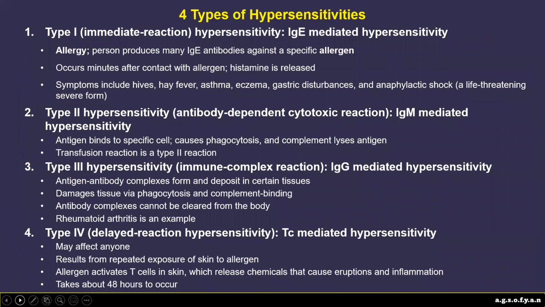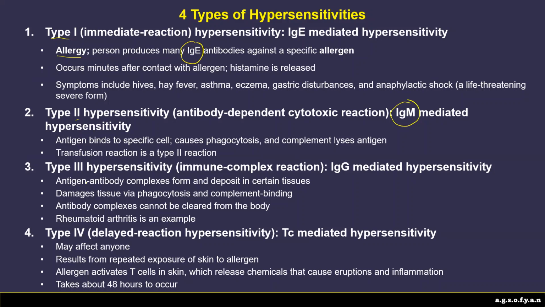Okay, so again, let's see these types of hypersensitivity, type 1. The most common one is allergy. And again, this is due to the IgE overreaction. Type 2 hypersensitivity, this is antibody-dependent cytotoxic reaction and mostly mediated by the IgM that is really reactive. Example is blood transfusions or positive and negative blood incompatibility.